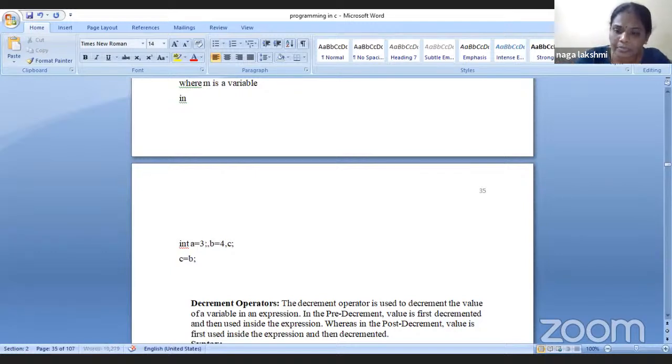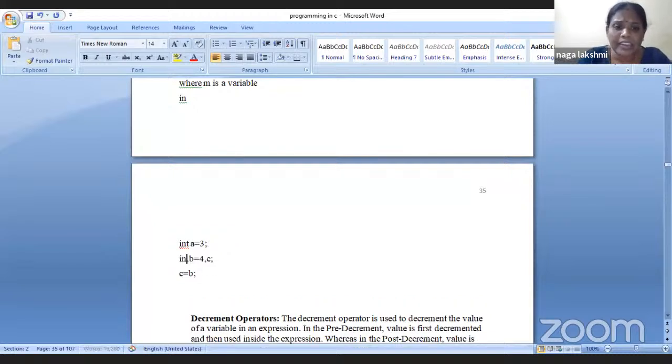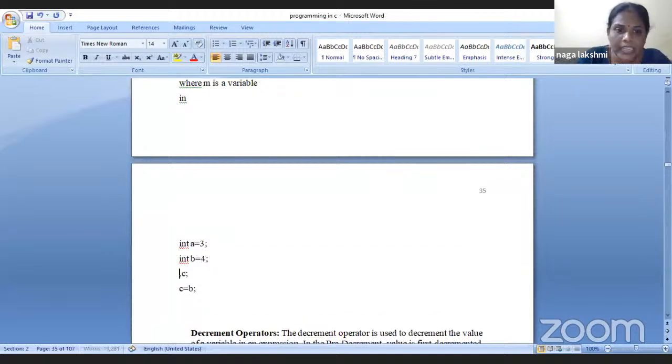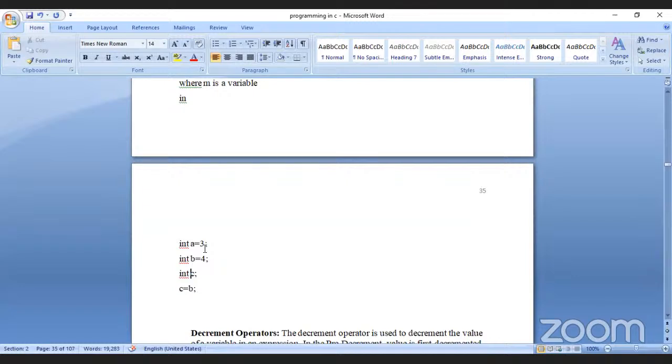Int a I have written. In the next line, int b I have written. In the next line, b equal to 4, semicolon. In the next line, I am writing int c. So in this way, can I write in our C program? Is there anything wrong here? Nothing wrong here. Here I have declared 3 variables. Earlier also I did int a comma b comma c. Are you understanding here? Yes, ma'am.